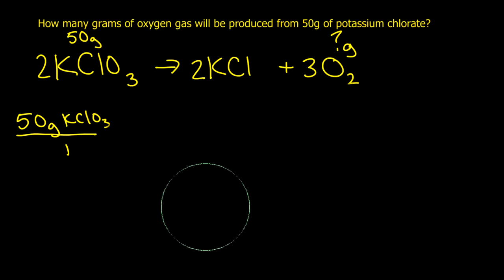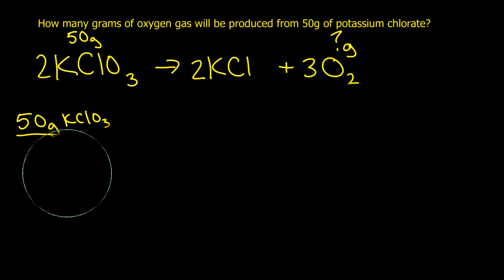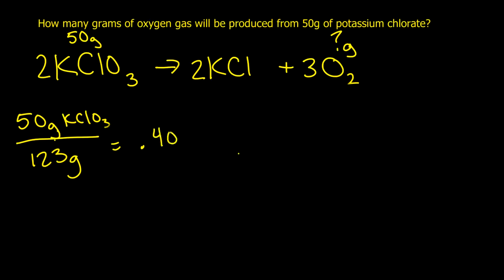Now, this is typically not the way stoichiometry is taught, but in my experience, some people, if they can't get it, if they can't understand dimensional analysis, this usually helps. So first step is we convert to moles. So we said potassium chlorate weighed 123 grams. So 50 divided by 123, we'll round that to 0.407 moles potassium chlorate.